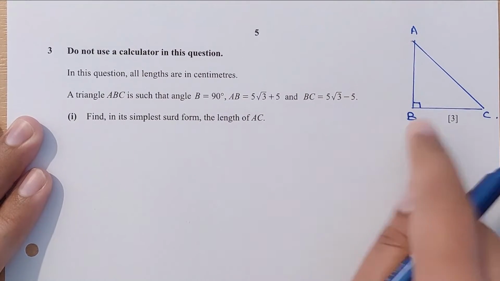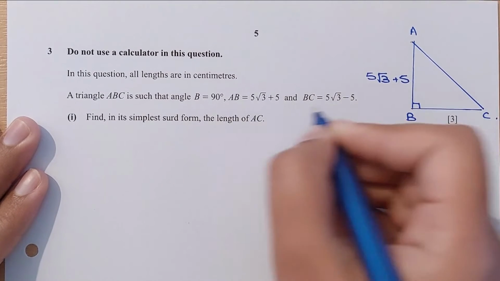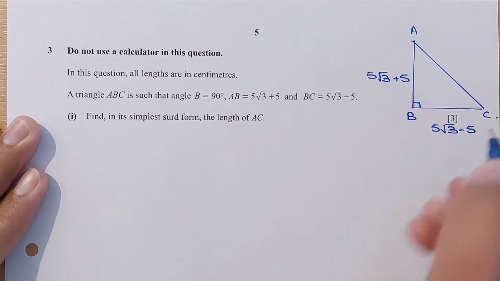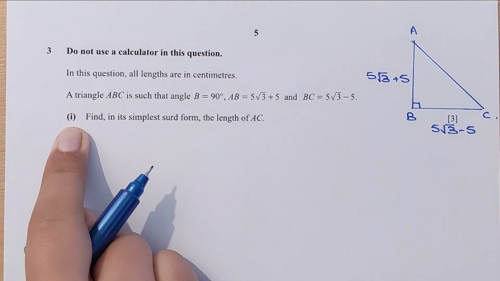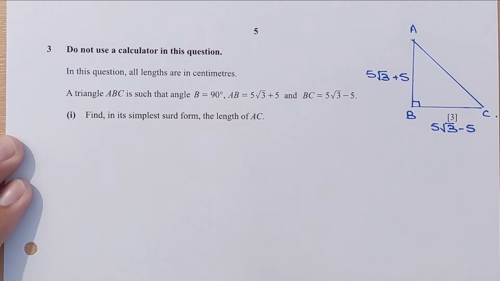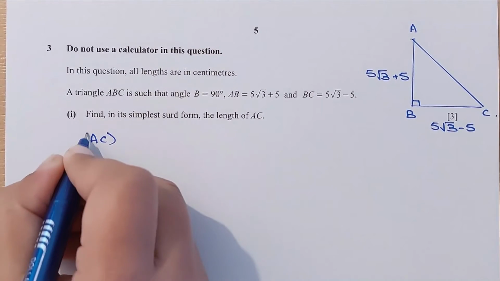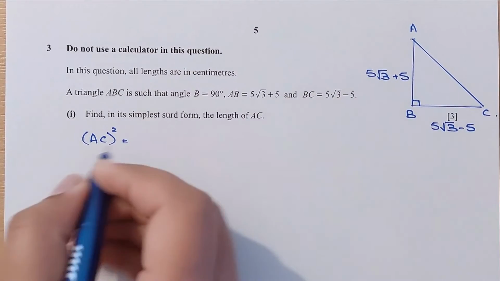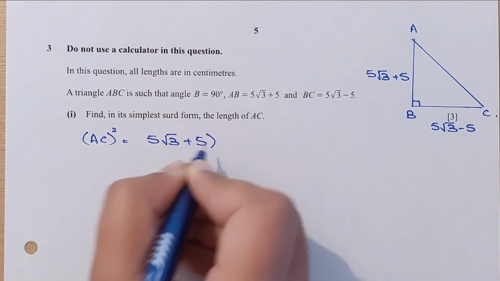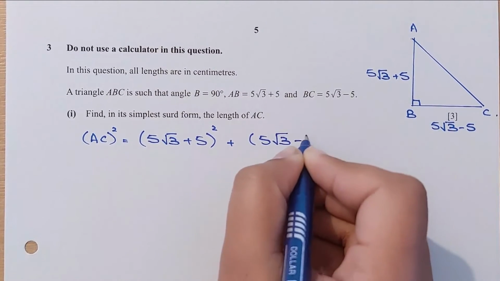AB is given, this is 5 square root of 3 plus 5. BC is given, that is 5 square root of 3 minus 5. Now part 1: find in the simplest surd form the length of AC. This is a right angle triangle, so we have to find the hypotenuse by using Pythagoras theorem. So AC squared is equal to the sum of squares of the other two sides, that is 5 square root of 3 plus 5, whole squared, plus 5 square root of 3 minus 5, whole squared.